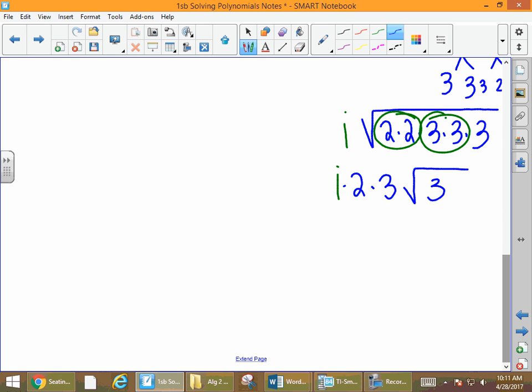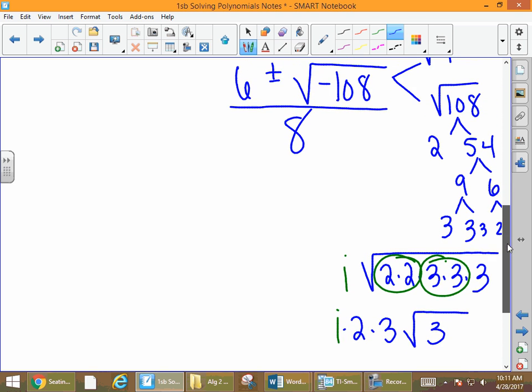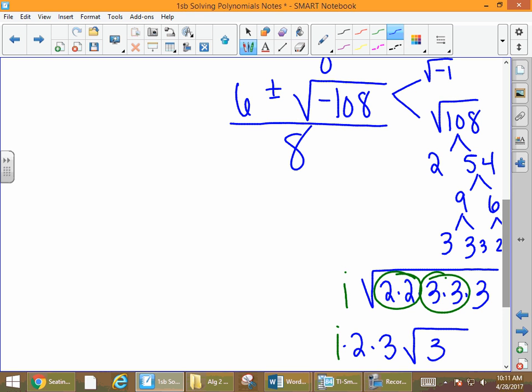So really sorry, because you're probably running out of space now on your paper. But when we put this back in here, this is going to be 6 plus or minus 2 times 3i is 6i square root of 3. That's what the square root of negative 108 equals. It equals 6i radical 3 divided by 8.